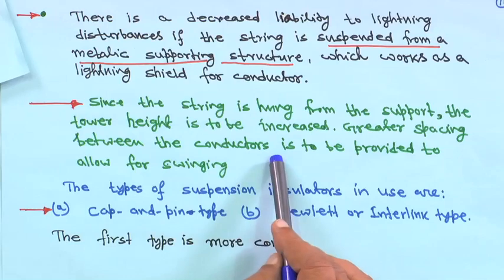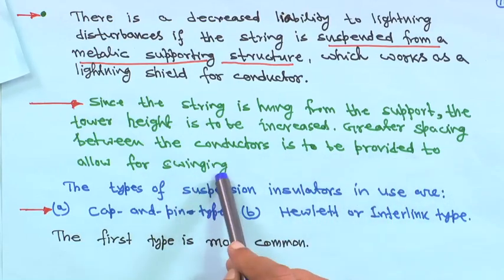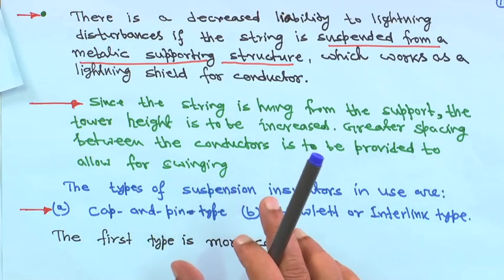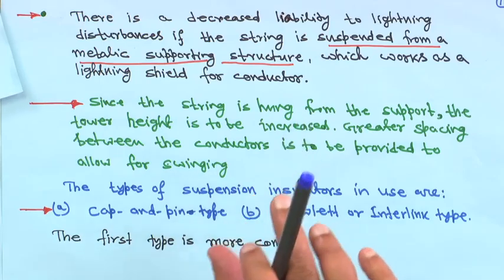Greater spacing between the conductors is to be provided to allow for swinging. So, there must be greater spacing between the phase conductors, such that it will allow for swinging. During a storm, if you observe, you will see it is to some extent swinging, right.